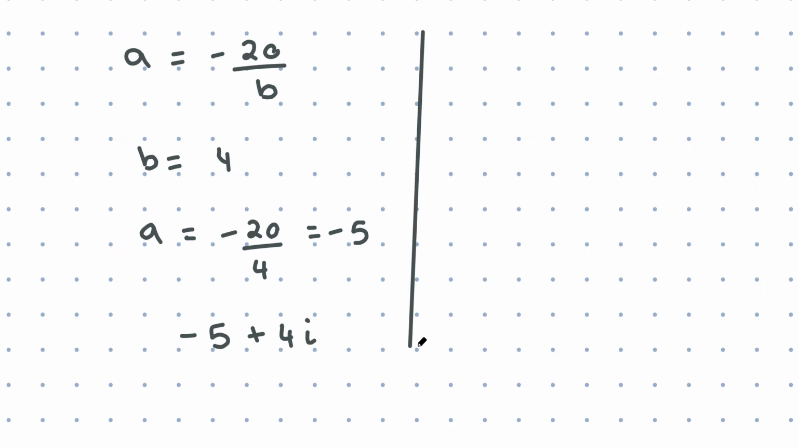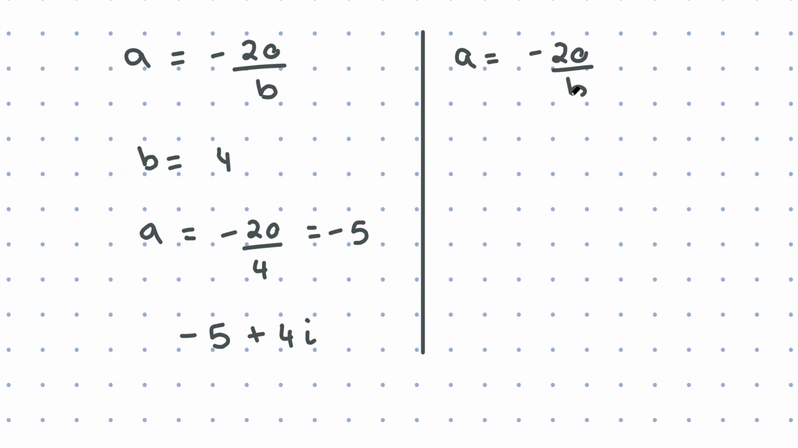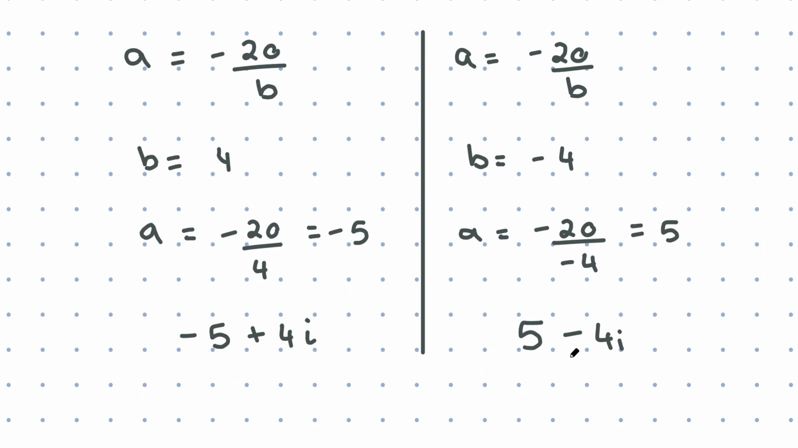I do the other one then, and I'm going to get a is equal to minus 20 all over b again, but in this one I'm going to do it for b is equal to minus 4. If I do that out, I'm going to have a is equal to minus 20 all over minus 4, which gives me 5 for a, and then again write it in the format a plus bi. Now it's plus bi, but in this case b was minus 4, so we filled in minus 4 and then our i. So we got two possible answers for the a plus bi, which you should get because it was the square root. You should get two solutions.